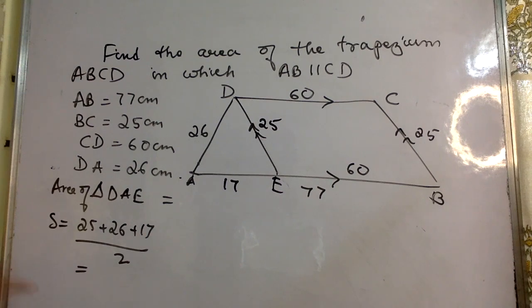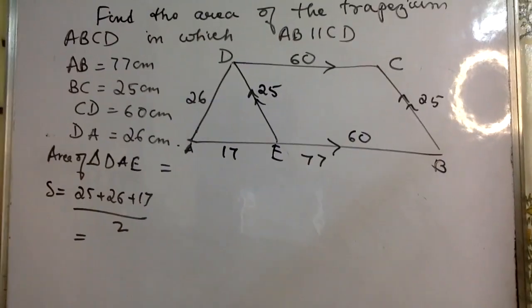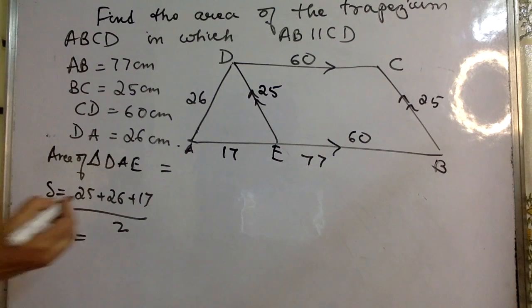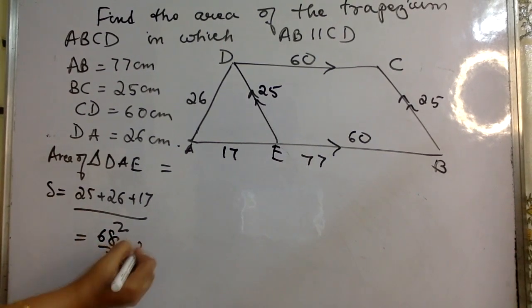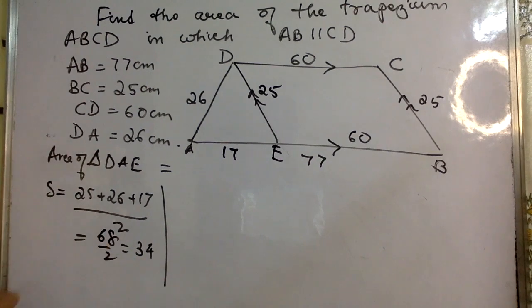Generally, if you don't get the numerator part of the semi-perimeter as an even number, go back and check your sum once, because mostly you will get even numbers. Not that you can't do the sum with a decimal number, but if you get an odd number on adding the numerator, check your sum once more. So here this is coming to 68 by 2, which is 34. So I have my semi-perimeter ready here.